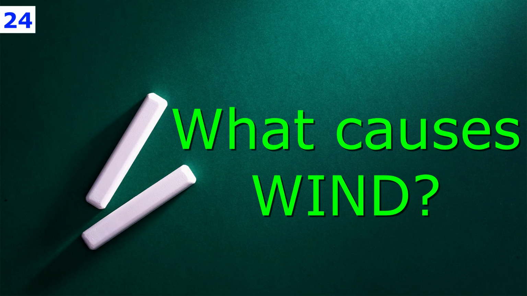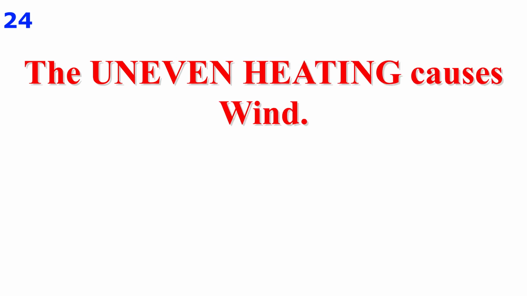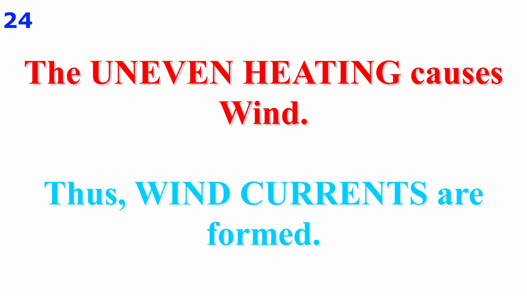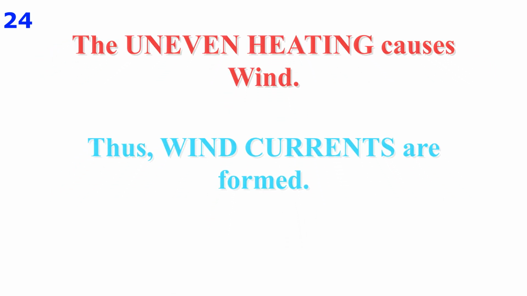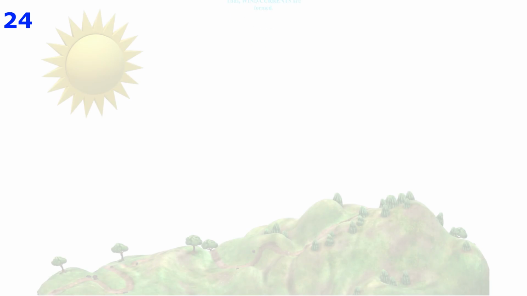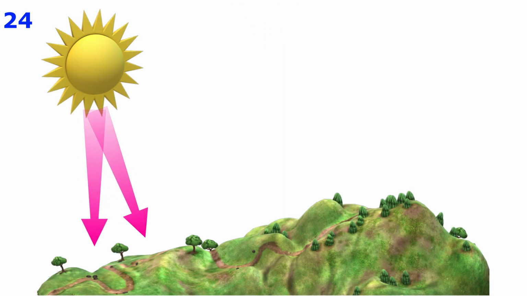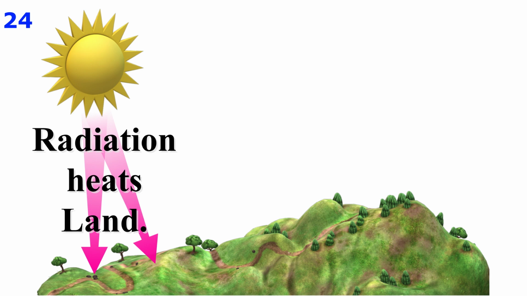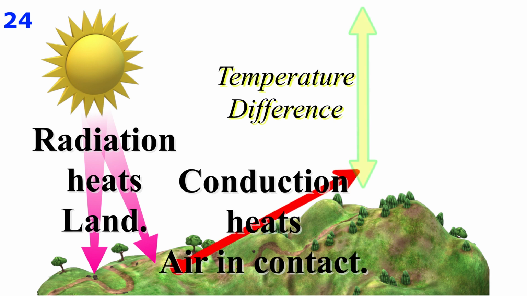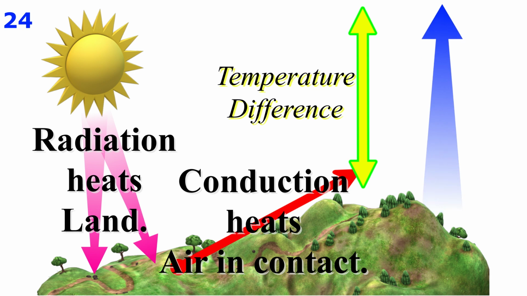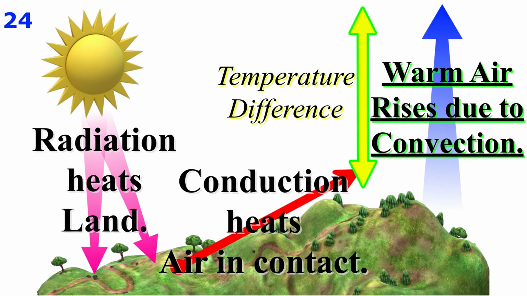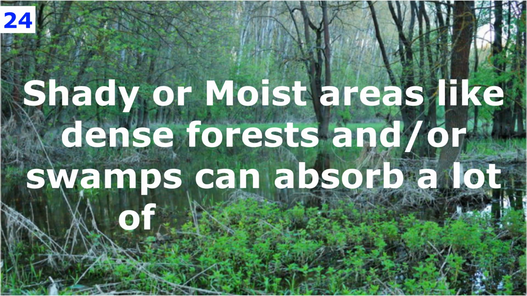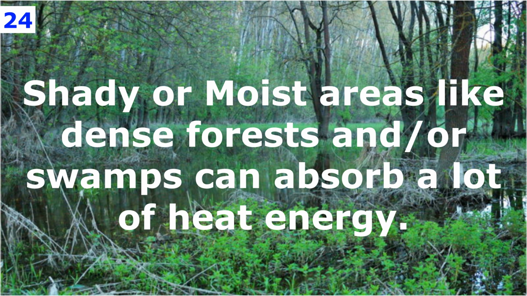Now, wind. Friend, you know the uneven heating causes wind, and these makes currents. Okay, wind is an example of convection current. Friend, sunlight or reflected light radiates heat, setting up a temperature difference that causes the air to move. Shady or moist areas are cooler or able to absorb heat, adding to the effect.